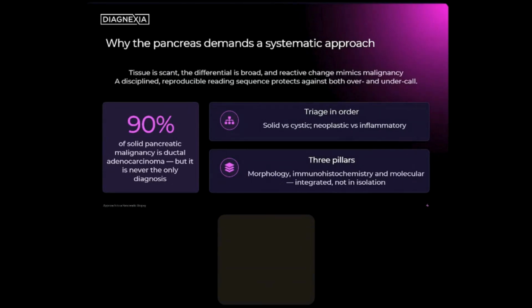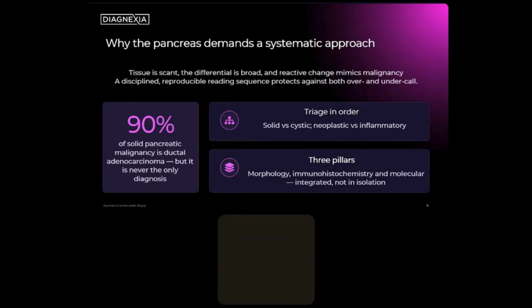And just remember that 90% of pancreatic lesions are solid and are invariably ductal adenocarcinomas. But just remember, whilst 90% of the time you'll be right, there are other diagnoses that one must consider. And so therefore always say, what else can it be? I advocate triaging it into solid versus cystic because they have very well-defined entities in both solid pancreatic lesions and cystic, and then neoplastic versus inflammatory. And we'll go through that in a minute.